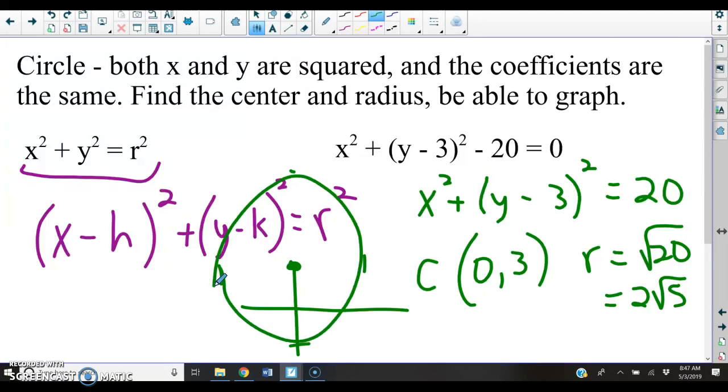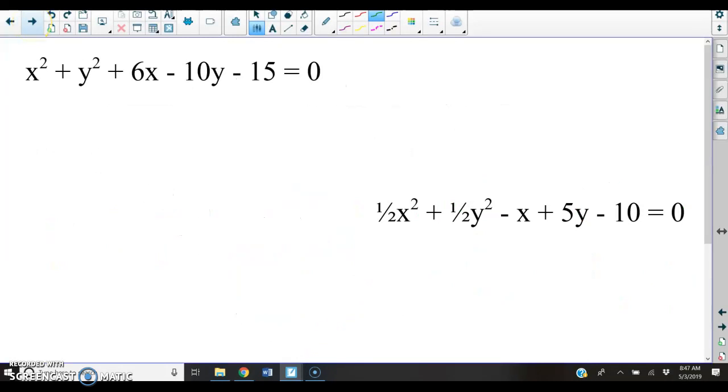Looks more like an ellipse, even an ellipse that's half flat. Okay, that one's kind of messy. When it is not grouped for you, you have to do the grouping, and you'll have to complete the square.